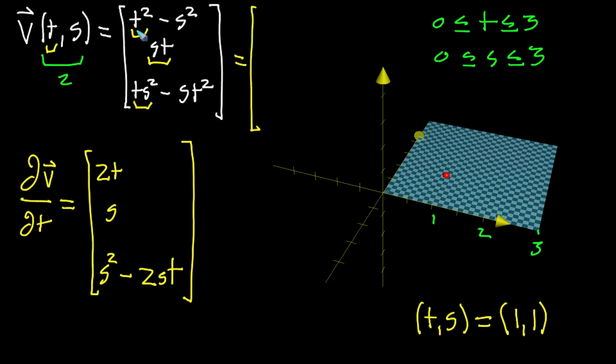So that top part is going to look like 1 squared minus 1 squared, which becomes 0. That middle part is going to be 1 times 1, which is 1. And then over here, we're going to have 1 times 1 squared, which is 1, minus 1 times 1 squared, which is again 1. And you can probably see because of the symmetry there, those also cancel out. You get 0, which means the output corresponding with this input should be the vector 0, 1, 0, a vector that's of unit length pointing in the y direction.